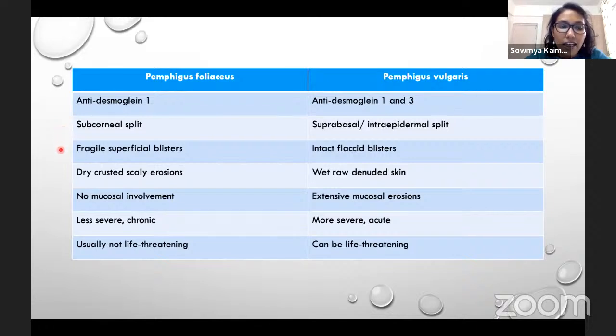And again, like I said, you have fragile superficial blisters in foliaceous, which you may or may not see, and which lead to dry crusted scaly erosions, whereas you have intact flaccid blisters and wet raw skin in vulgaris. There's no mucosal involvement as a rule in foliaceous. It tends to be a less severe disease, although more chronic and usually not life-threatening. Whereas vulgaris is one of the important causes of acute skin failure. You can have very extensive cutaneous lesions, extensive loss of skin, and it can be life-threatening.